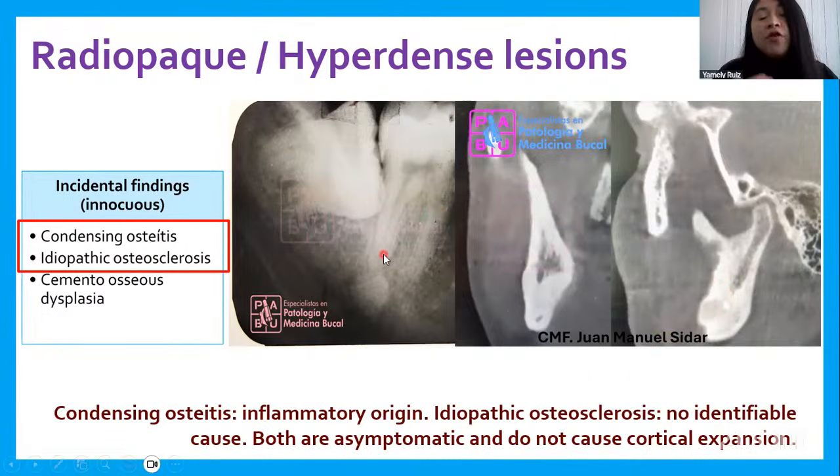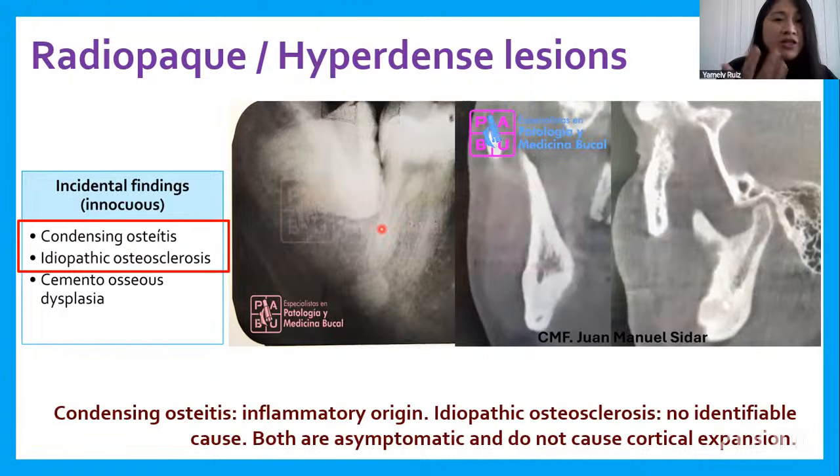The other difference between these two entities is that condensing osteitis, most of the time, is round or oval, in contrast with idiopathic osteosclerosis that has an irregular pattern or form, one you cannot compare with a geometric figure. So this is the other important difference between these two entities. Both are asymptomatic and do not cause cortical expansion. So clinically, you can also suspect that the patient has one of these entities.